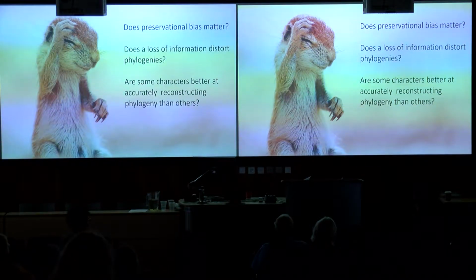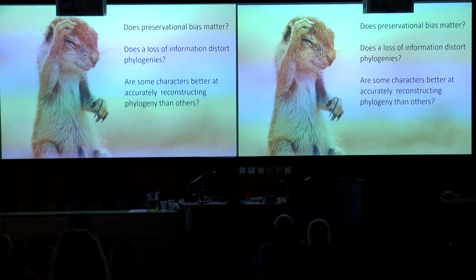And does missing data have a negative effect on reconstructing phylogeny? And it would also be really useful to know if some characters would be more useful for phylogenetic analysis with regards to this. And these are really important questions because we rely on the accurate placement of fossils for calibrating rates of change over time, and they're our only really direct source of evidence for big macroevolutionary transitions.